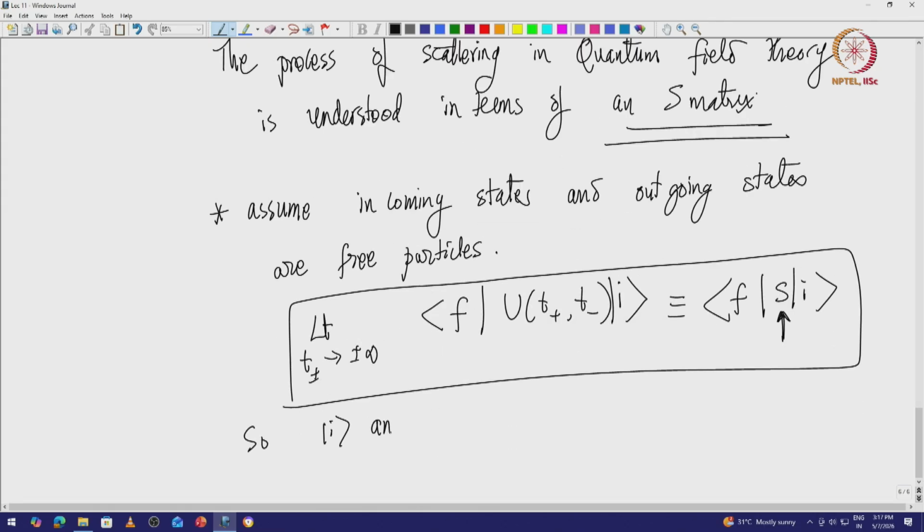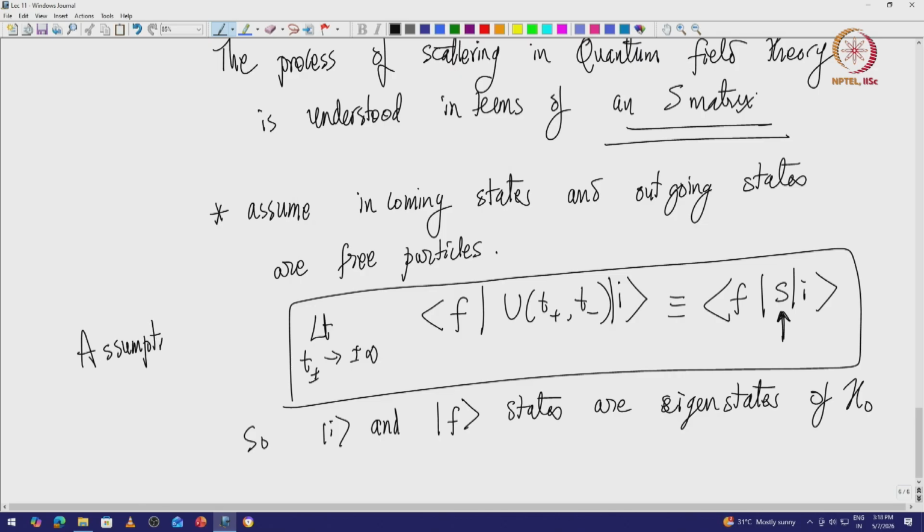I and F states are eigenstates of H0, the free Hamiltonian. That is the main assumption we make. This is a big assumption. This assumption helps us to compute things. And then there is this unitary matrix which takes this I and F, which are eigenstates of H0, from one to another. So, it takes the I states into F states through a unitary matrix.